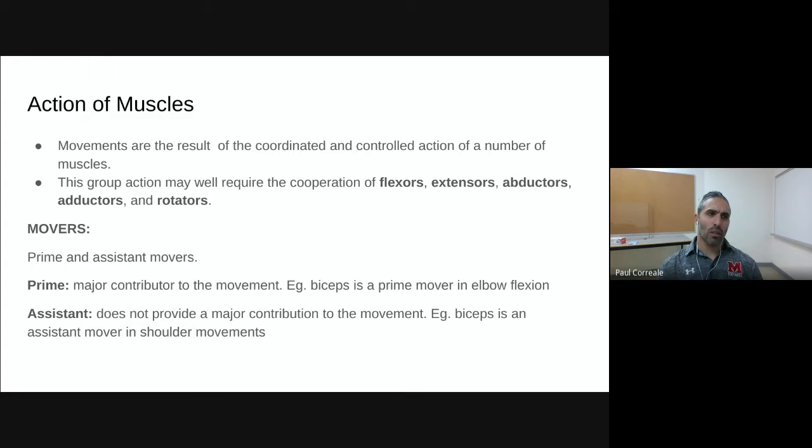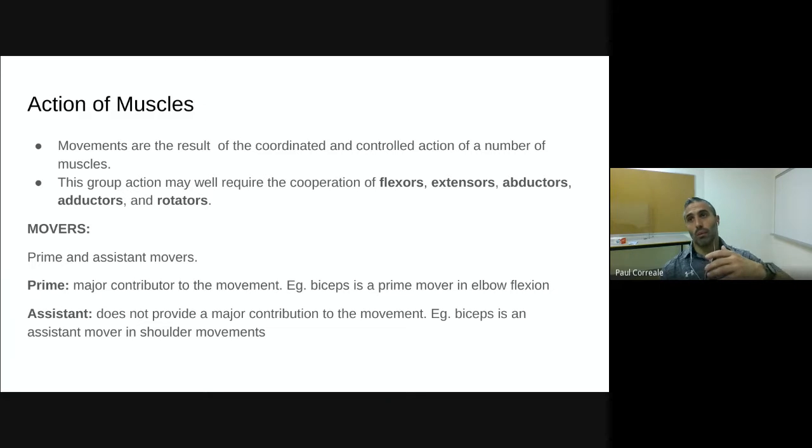So we see this term in kinesiology called movers, okay? And there are prime and assistant movers. A prime mover can be described as a major contributor to the movement. I use the example here of the bicep as the prime mover in elbow flexion, okay? Your hamstring muscle will be the prime mover in flexion of the knee. Now, the assistant mover doesn't provide a major contribution to the movement, but it can assist in others.